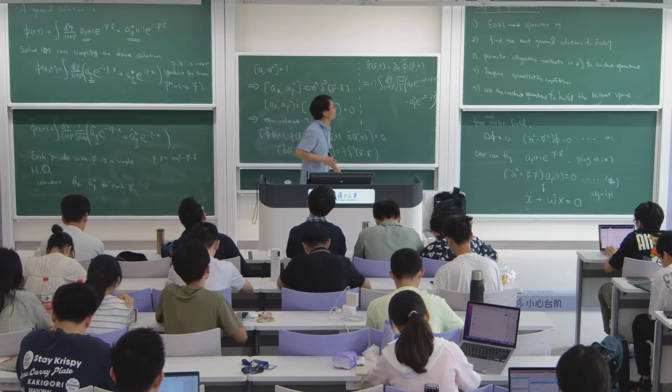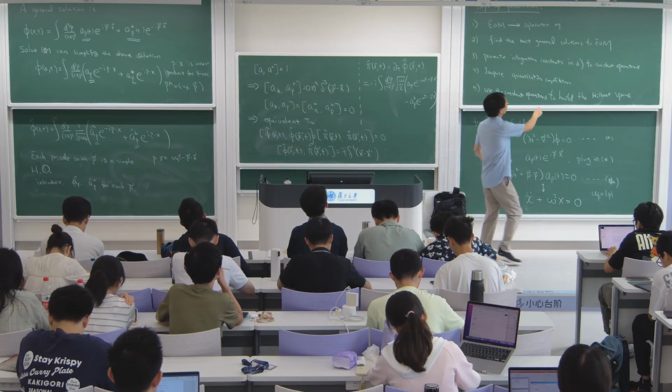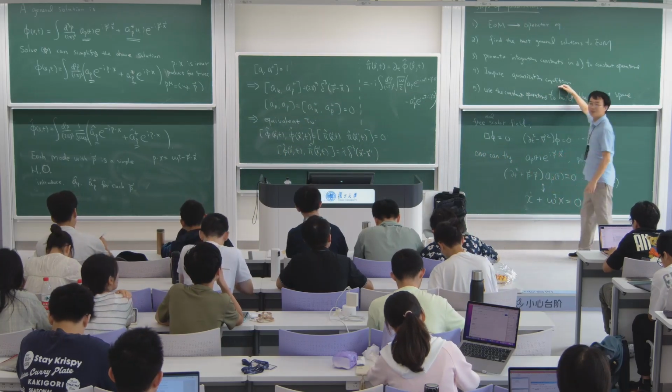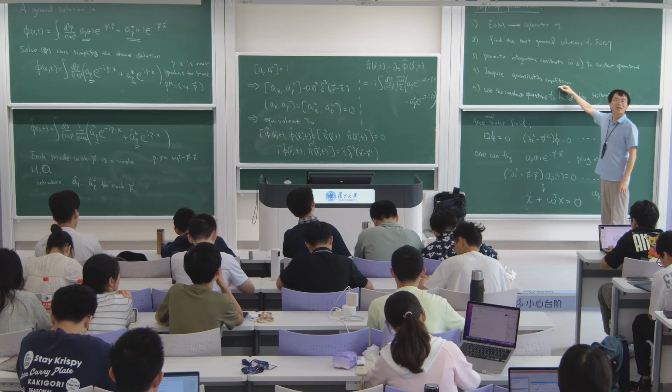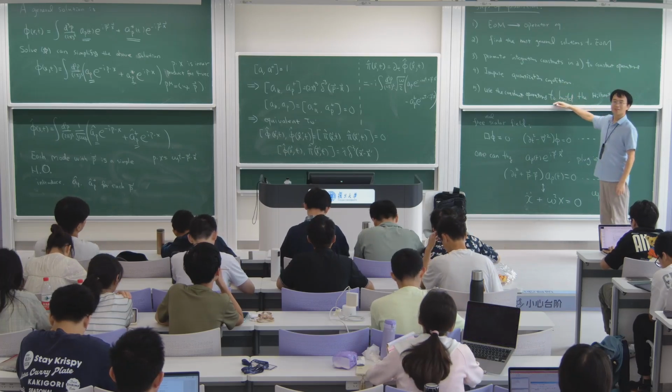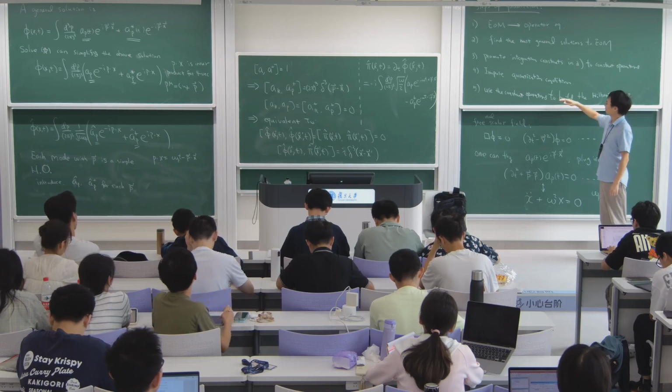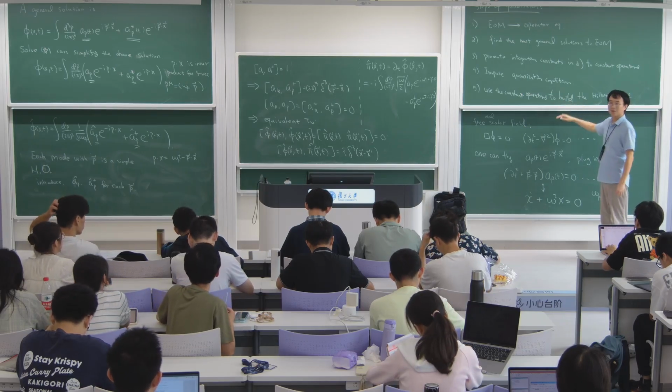So where are we now? We essentially finished the prepare. We finished step 4. There's another step, okay. Another step is to build the Hilbert space.